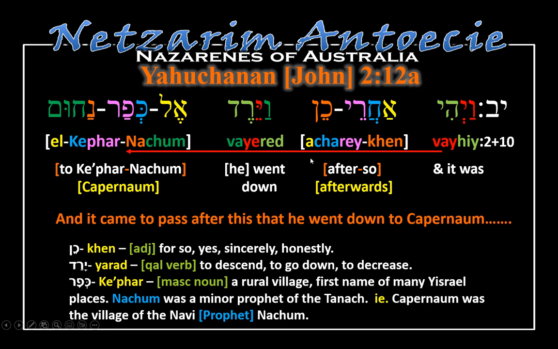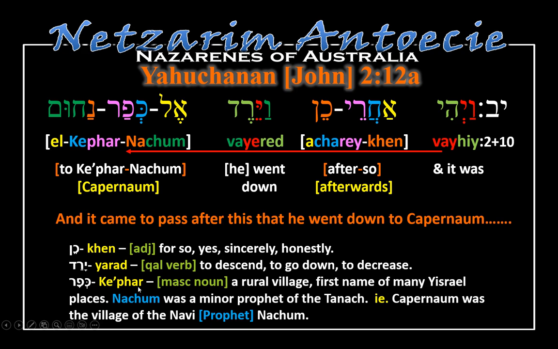Acharei ken, which is literally after so, translated generally as afterwards. Vayered. And he went down. If we look at it, Yerad is a cold verb to descend, to go down, to decrease. El Kefar Nachum. Kefar literally means village. So we have Nachum. And it's translated as Capernaum, but it's not a singular word. It's actually two words. The village of Nachum.